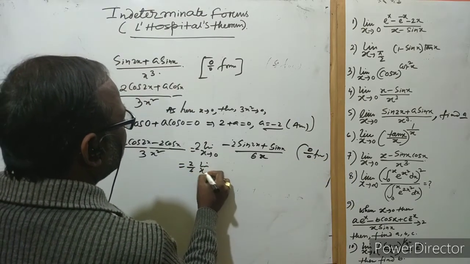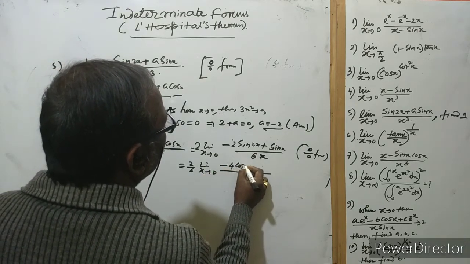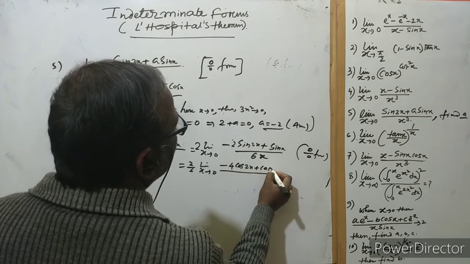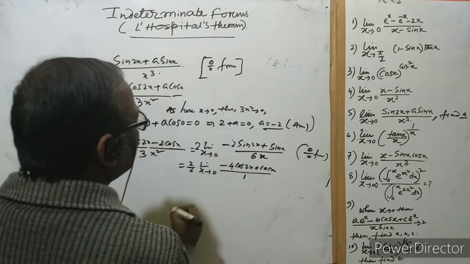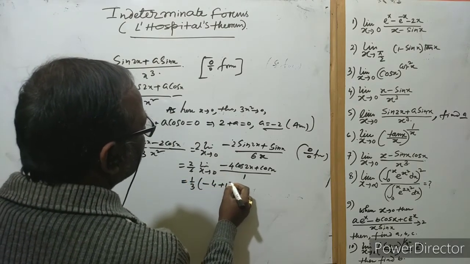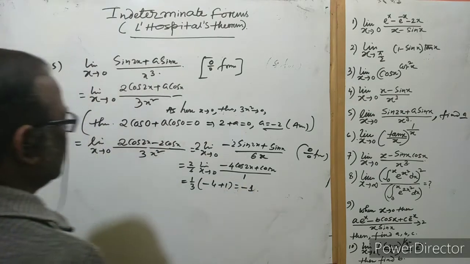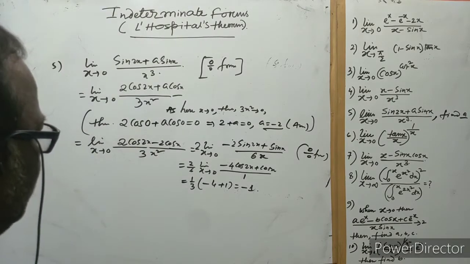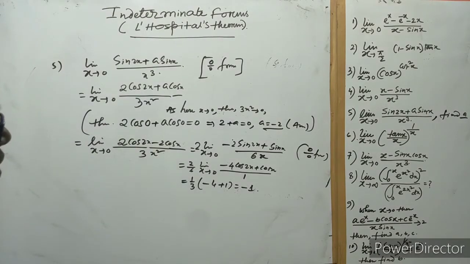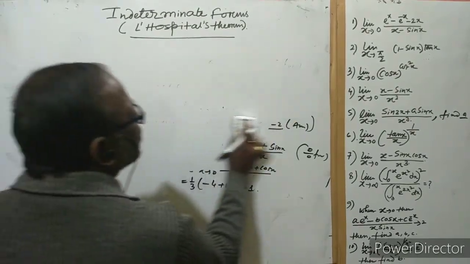here, limit x tends to 0, differentiate, this is 4 cos 2x, this is cos x, by 6. So now this is here minus 4 plus 1, this is here minus 1, okay, this is here minus 1. So the value of the limit is here minus 1, and the value of a is here minus 2. Okay, see the calculation carefully. And now proceed to the question number 6.